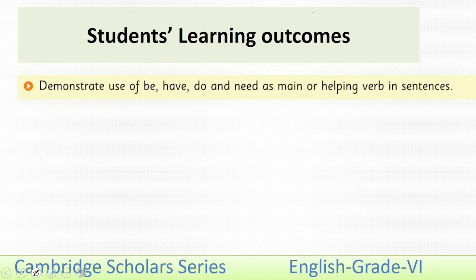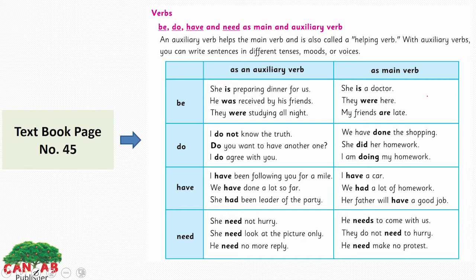The SLOs of this lesson are: demonstrate use of be, have, do and need as main or helping verbs in sentences. Now look here on page number 45, verbs. We have a very good idea of what a verb is. It's a part of speech and it indicates an action or a situation or being something, like be, do, have, need, as main verb and auxiliary verb. An auxiliary verb goes with the main verb and is also called a helping verb. With auxiliary verbs, you can write sentences in different tenses, moods or voices.